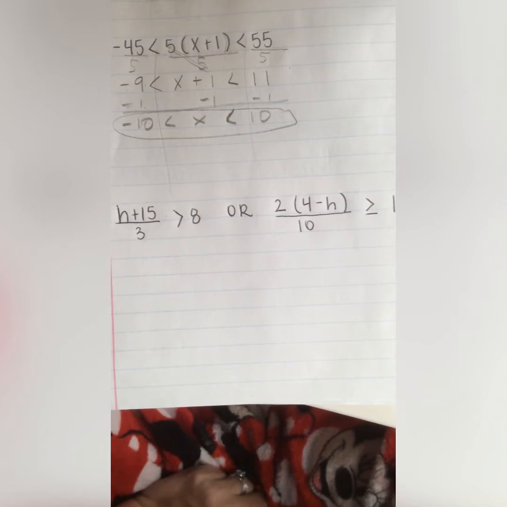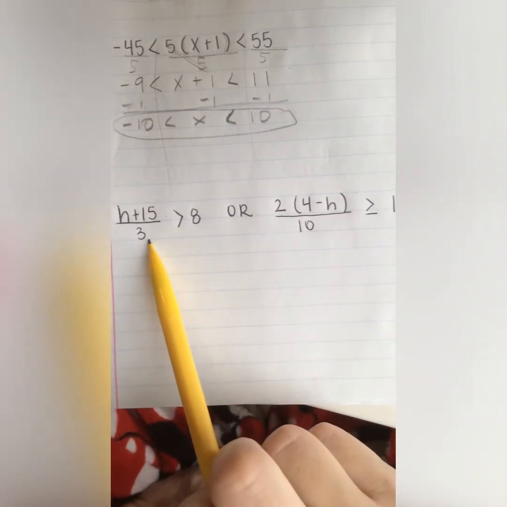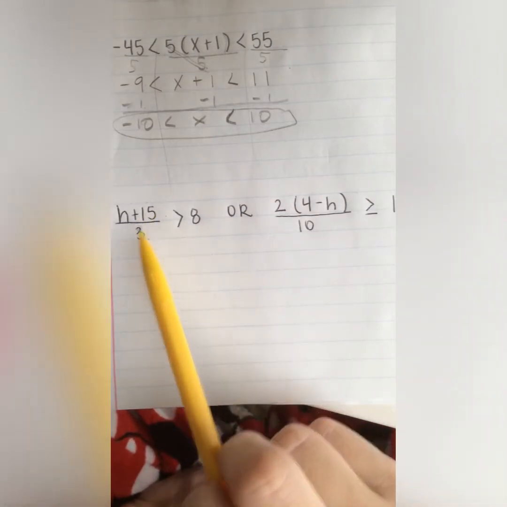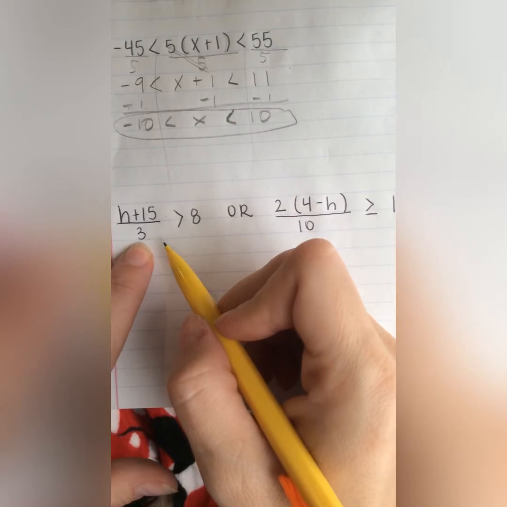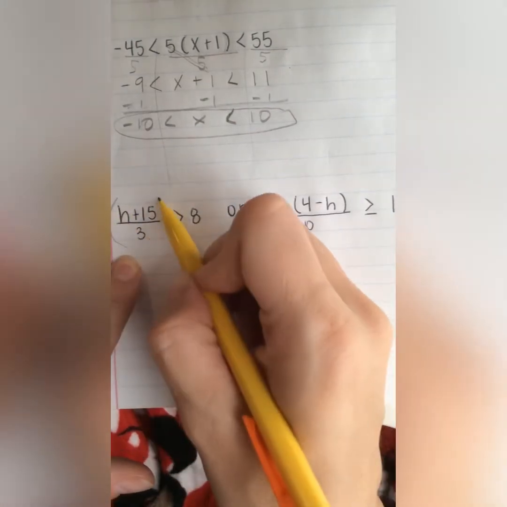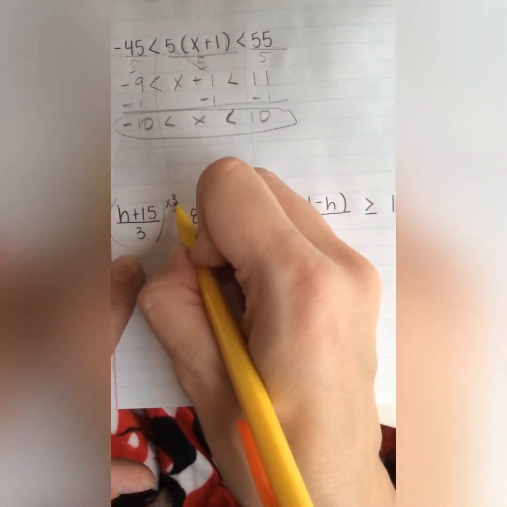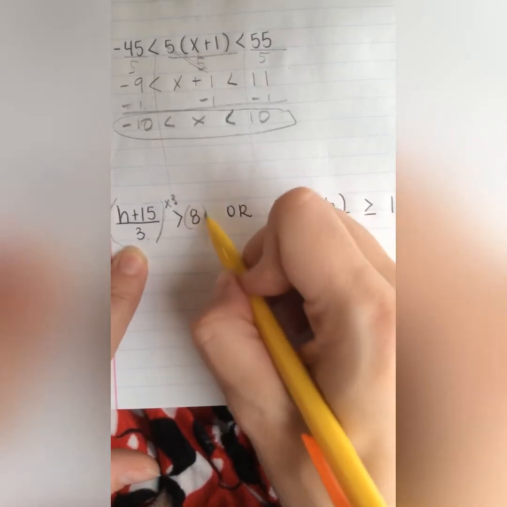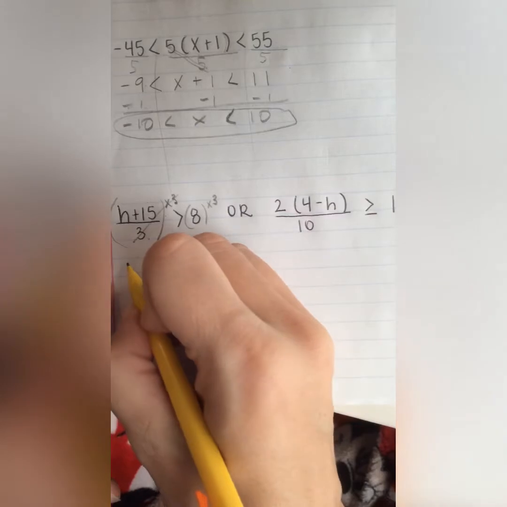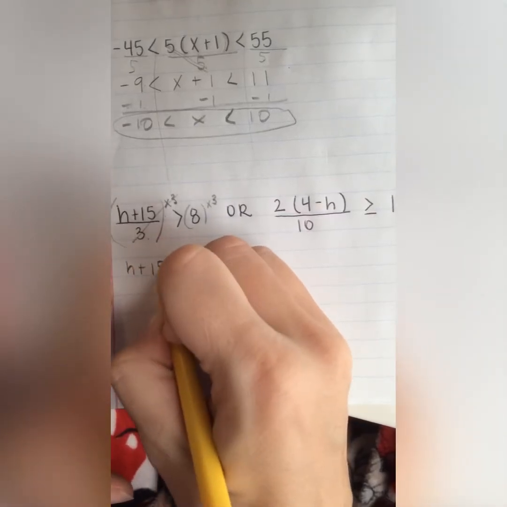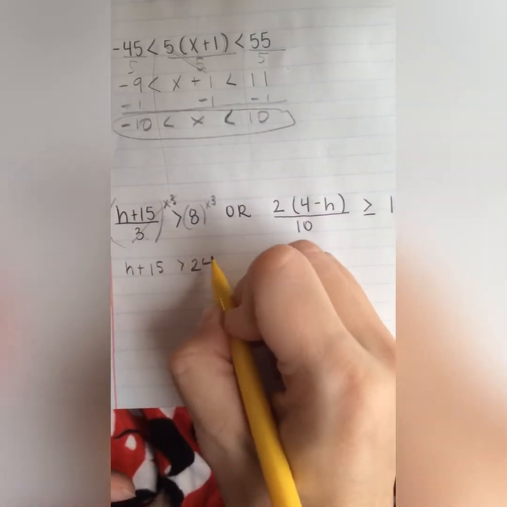So for this one, to start off with, we're going to look at this first inequality. H plus 15 divided by 3 is greater than 8. First thing we need to do is cancel out the 3 that's being divided. So to do that, we're going to multiply by 3. If we do it to one side, we've got to do it to the other side. 3 divided by 3 cancels. So we get h plus 15 is greater than 24.